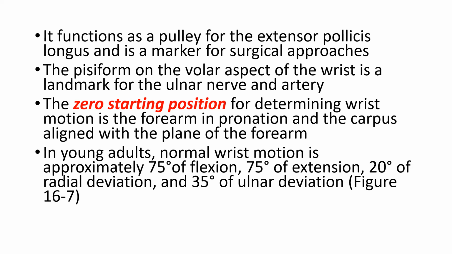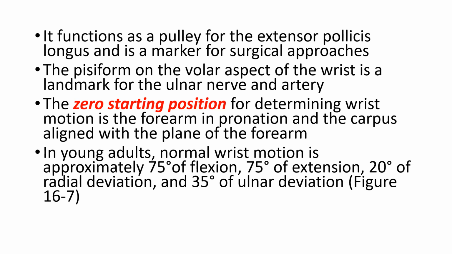The zero starting position for determining wrist motion is the forearm in pronation and the carpus aligned with the plane of the forearm. In young adults, normal wrist motion is approximately 75 degrees of flexion and 75 degrees of extension, 20 degrees of radial deviation, and 35 degrees of ulnar deviation.